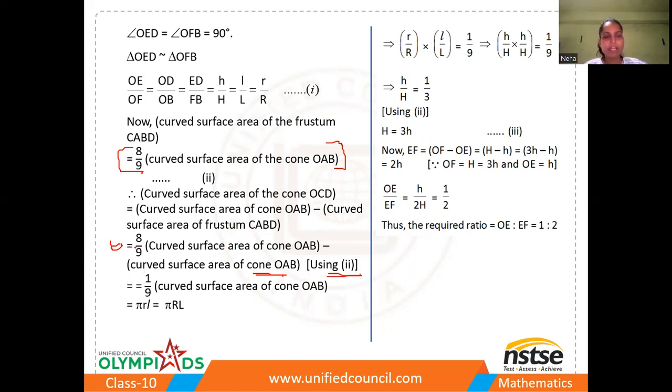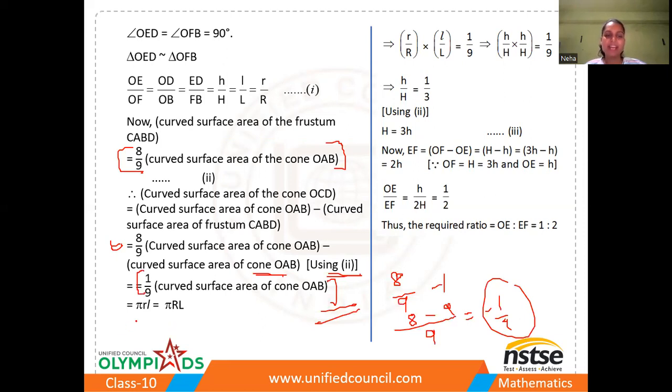Now 8 by 9 minus 1, it is what? This is 8, this is minus 9, so this is minus 1 by 9. Clear? So area is never negative. So I can write 1 upon 9 of the curved surface area of the cone OAB. Clear? And this is pi rl and this is pi R capital L, right? As I assume the values. So it becomes capital R upon small r multiplied by capital L upon small l is equal to 1 by 9, because pi and pi get cancelled out here, and this ratio is equal to 1 upon 9.